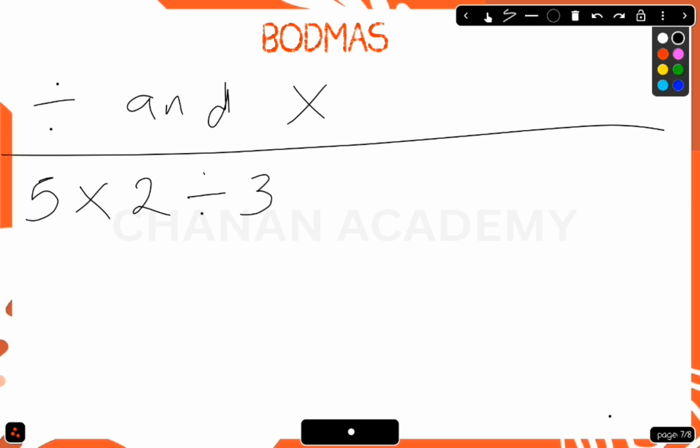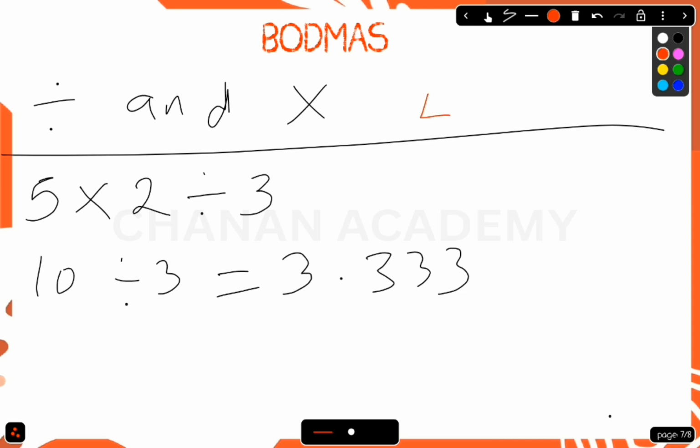5 multiplied by 2, the result is 10. Divide by 3. If 10 is divided by 3, the result will be 3.333. Okay, this is solving from the left hand side. Result is 3.333.